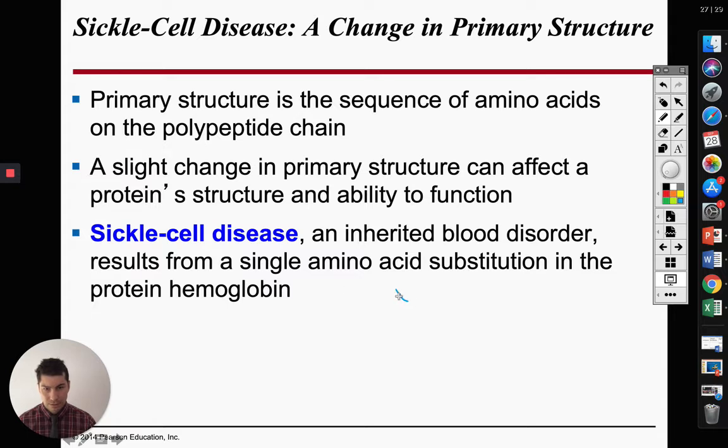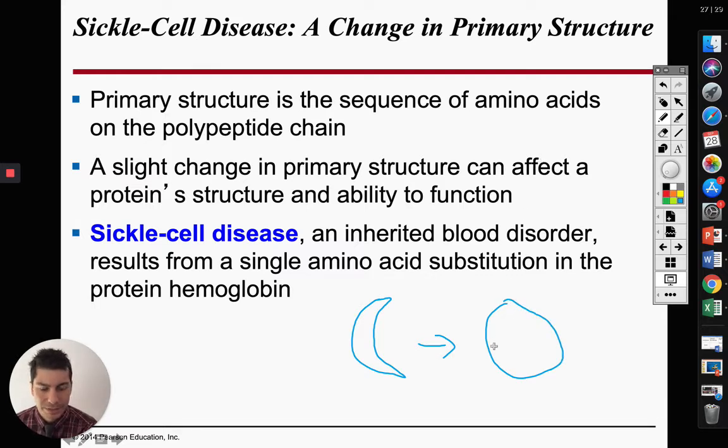something, oops, redraw that, guys. There we go. They look something like this, as opposed to a normal red blood cell looking somewhat circular. Best of my circular abilities there. All right, so you guys can see a lot less area to bind oxygen.